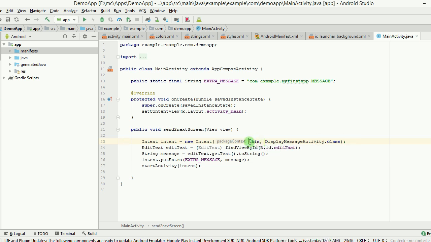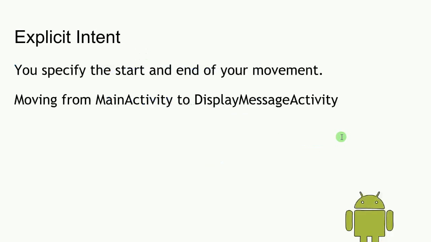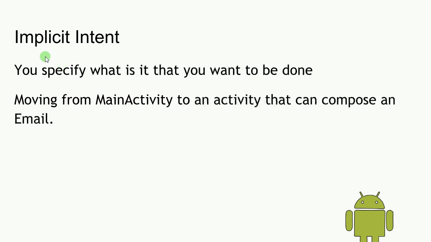This could also be written like this: main activity. I'm sure you know this. Activity dot this, and it can also be written like this. So you're basically telling this Android system that you're going to move from this activity to this activity. So this is an explicit intent, and explicit, as the English word suggests, it means that something which is very clearly mentioned. Implicit intent is you specify what is it that you want to be done, right?